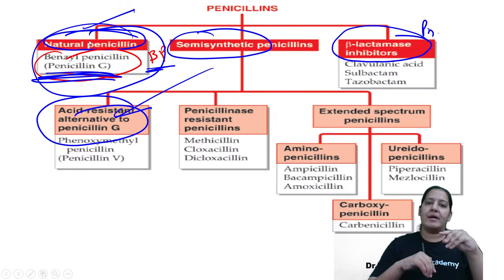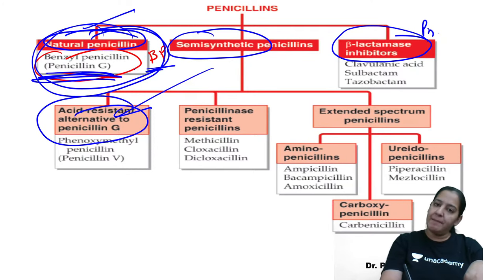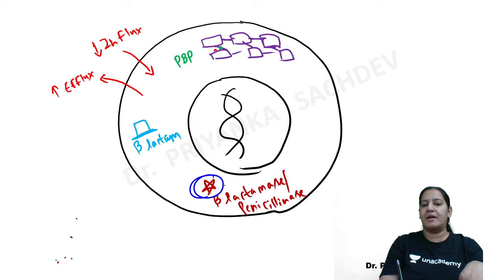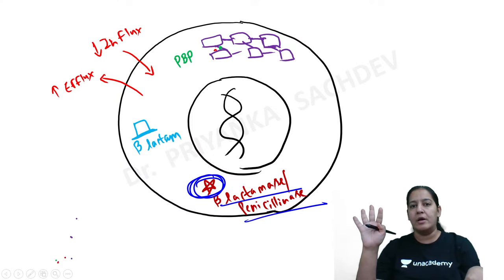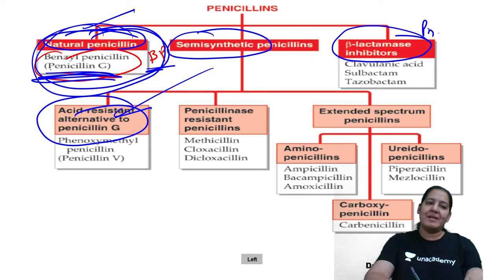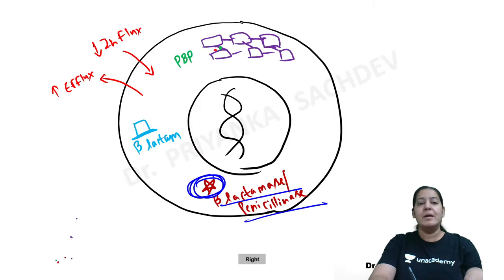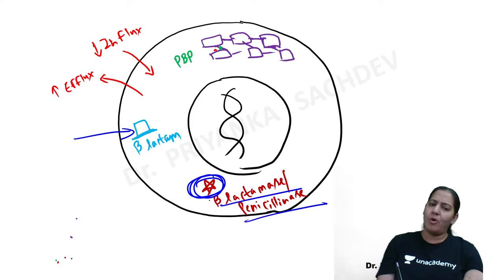Coming to the second drawback, natural penicillin ke liye, already duniya mein jitne bhi bacteria hain, sabne ye enzyme pehle se bana rakha hai. Penicillinase enzyme or beta lactamase enzyme is present in all the bacteria in the world. So natural penicillin ke liye resistance aa gaya. The bacteria already have the enzyme, kyunki wo sabse purana hai na, so the exposure is already there and all the bacteria have already synthesized the enzyme.